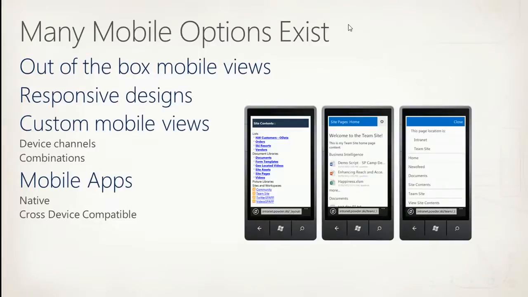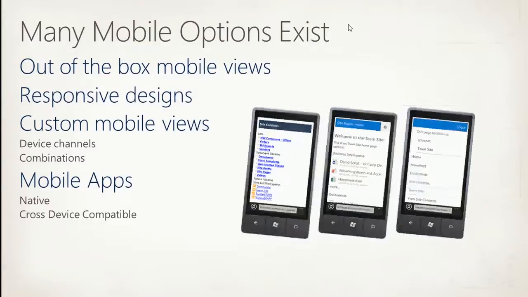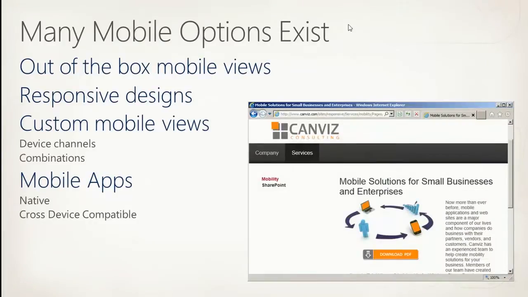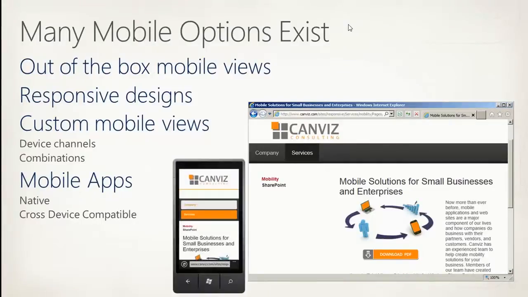This is what the out-of-the-box mobile views look like in SharePoint 2013. I'm going to dive into them more in just a little bit. A responsive design would look something like this. Here I have a responsive design for a website, and it's showing in a web browser. But when that same exact site renders inside of a different device, perhaps a phone, the design will adapt and format the content and the menus appropriately so it makes sense for the form factor that the user is coming in with and using to get to that information.